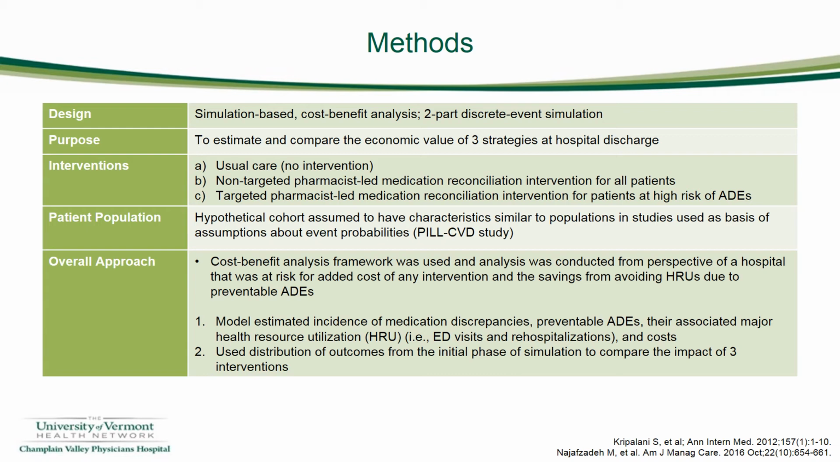The first step was that the model estimated the incidence of medication discrepancies, preventable ADEs, as well as their associated major health resource utilization. This is the HRU, which essentially encompasses ED visits and rehospitalizations. With this, they also estimated the overall costs, and we'll talk about the different types of costs and how they were actually estimated.